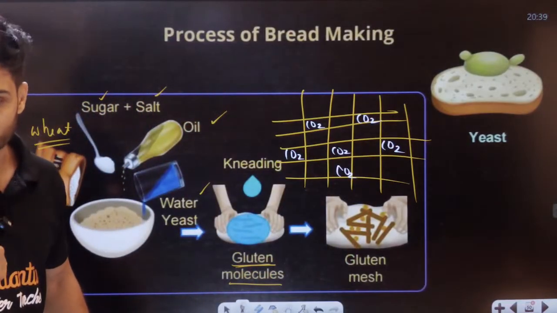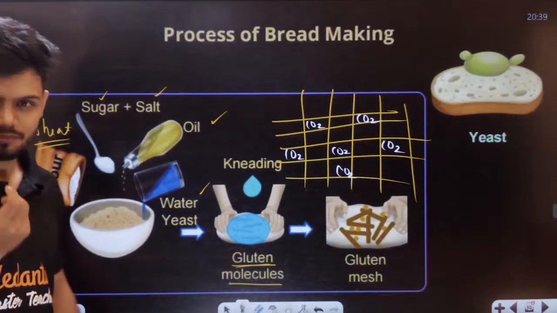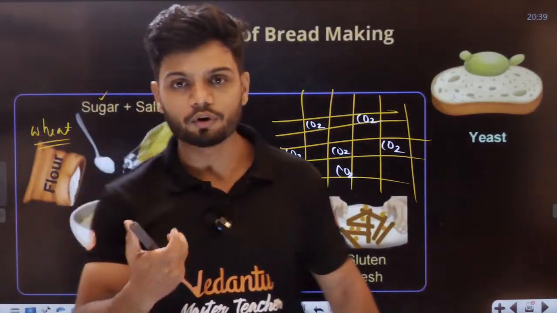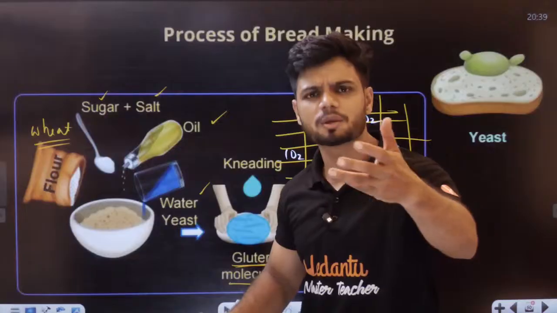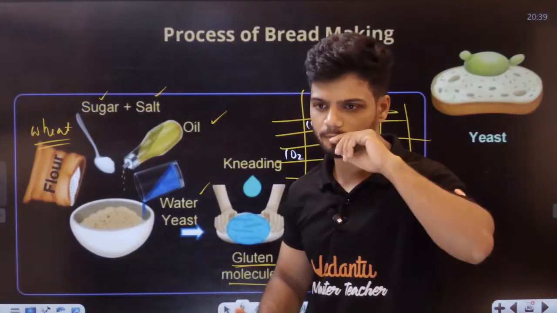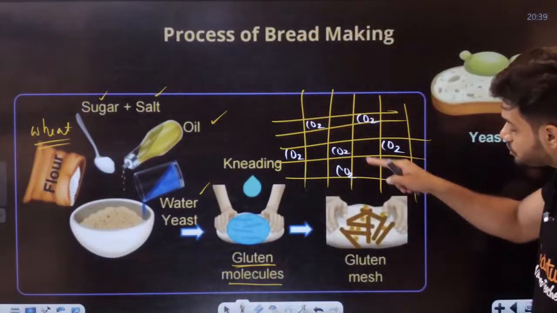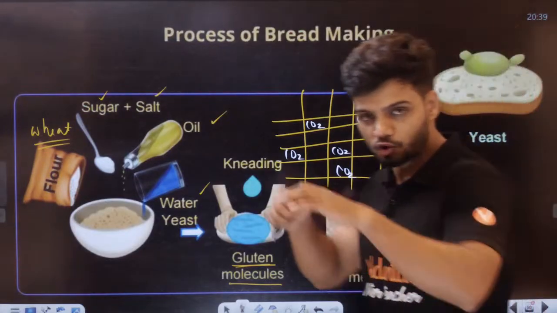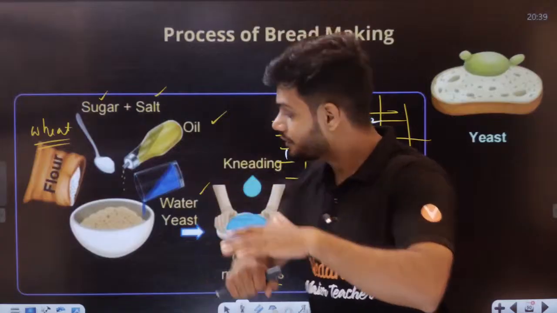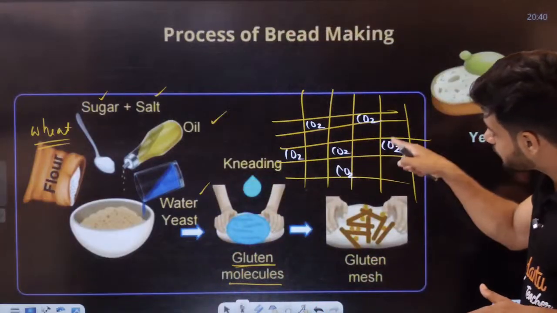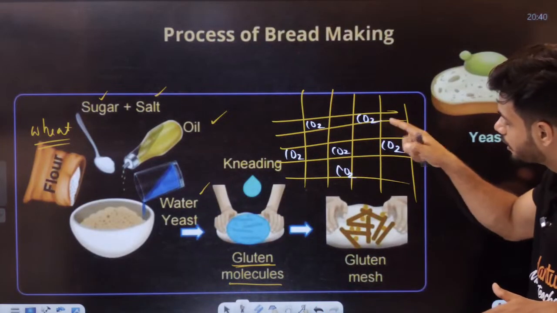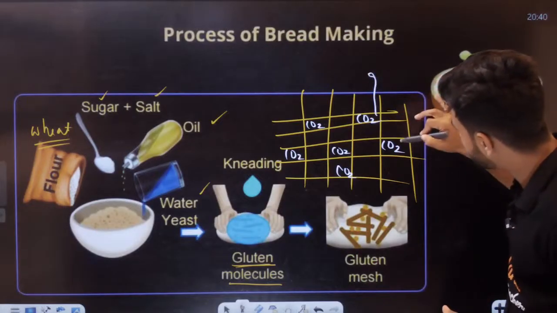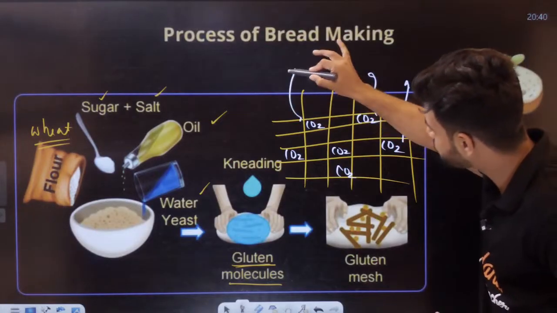So gluten is a type of molecule. It is found in your wheat flour and everything. You get gluten in chapati also. Now once you bake the bread in the oven, wherever we had CO2 inside the mesh, all this CO2 will escape when you do baking.